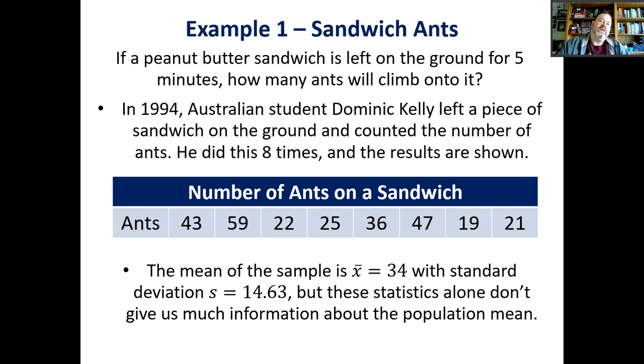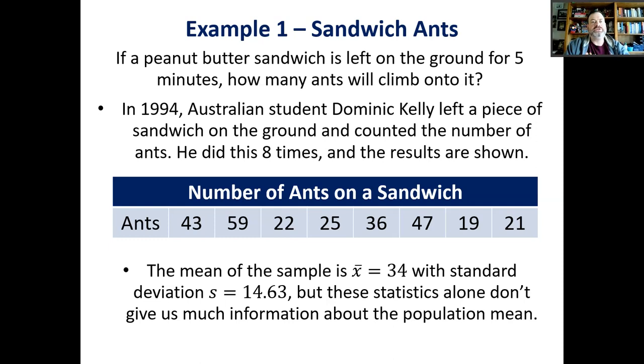And so the idea is we would like to use just this one sample, very small sample, right? It's only 8 pieces of sandwich, to learn about the variability of all sandwiches left on the ground, right? And that's what's going on up here. So when we ask a question like this, we're talking about if you could somehow have the population of all sandwiches left on the ground for 5 minutes, what's the average, right? What's the mean number of ants, or how much variability is there? And it turns out that we can estimate that really nicely using just this one sample. So the mean of this sample is x bar equals 34, and the standard deviation is 14.63. But these statistics alone don't give us much information about the population mean.